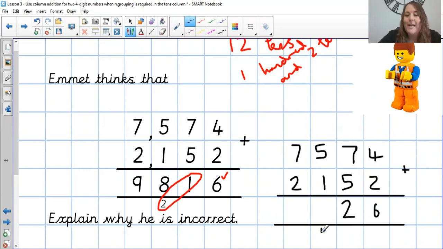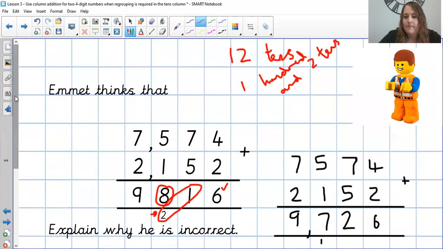We regroup for 1 extra 100. 5 add 1, so 6 add 1 is 7, and then 7 add 2, which is 9. So you can see in Emmett's, it even affected this number here because he then added a 2 down here, which was wrong. So you can explain where he went wrong there.